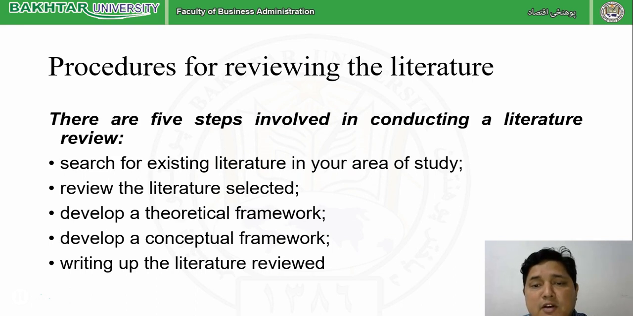So, the procedure: how will you go over the literature review? Search the existing literature in your area of study. Literature review doesn't mean you will read each and everything and put it in. No. It must be related to your particular area. Right? Review the literature selected. Develop a theoretical framework, with theories related to the paper. Develop a conceptual framework. Then write the literature review. You may also reframe the sentences in the literature, but citation must be there. Credit must be given to where we have taken it from. So this is all about the literature review.